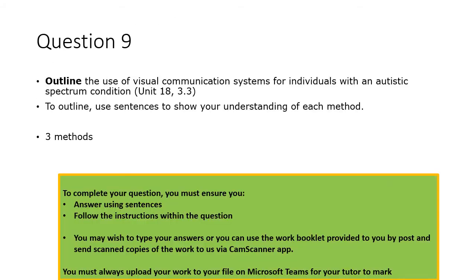And question number 9 is asking you to outline the use of visual communication systems for individuals with an autistic spectrum condition. You need to outline, so use sentences to show your understanding of each method, and you need to provide 3 different methods.